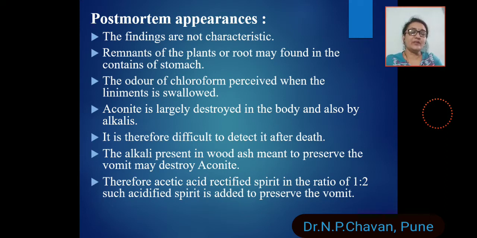So we said that when we get the symptoms, there is nausea and vomiting. If we want to preserve that vomit, as aconite gets easily destroyed, we need preservatives like acid and rectified spirit in the ratio of 1 to 2. Then and only then can we preserve that vomit and send it for chemical analysis.